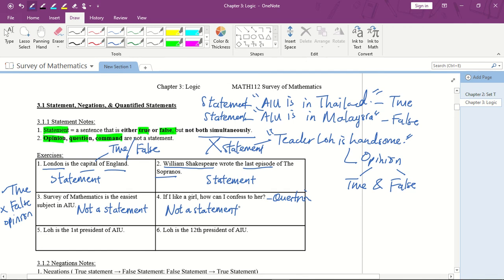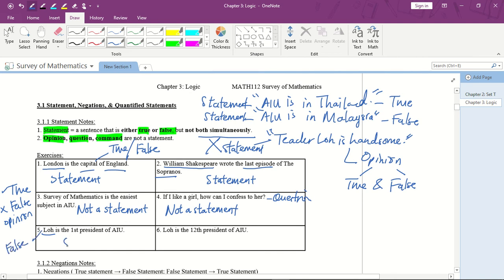Okay? And how about let's look at the next question. Law is the first president of AIU. So is Law the first president of AIU? If you want to know the answer, just feel free to go and check the library's wall, where there are some pictures of the presidents. Okay? So the answer is, for sure, false, right?